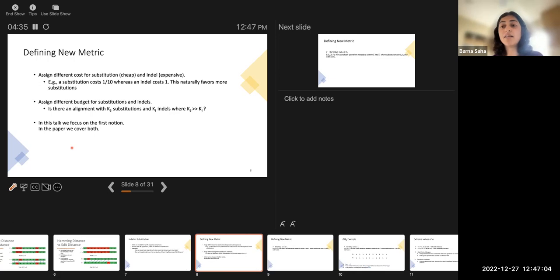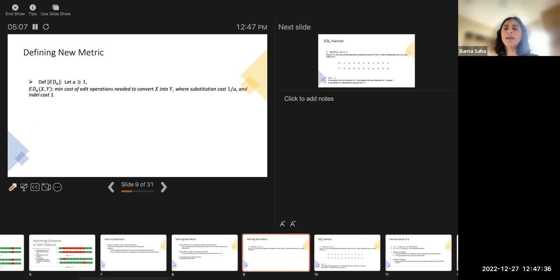Or there could be another way of modeling these scenarios, where you assign different budgets for substitutions and indels. Say you ask, hey, return me an alignment with K_S substitutions and K_I indels, where K_S is much higher than K_I. In the paper, we consider both these different ways of modeling substitutions versus indels. But in this talk, I'm going to focus on the first one, where you assign different costs: substitutions are cheaper, indels are expensive.